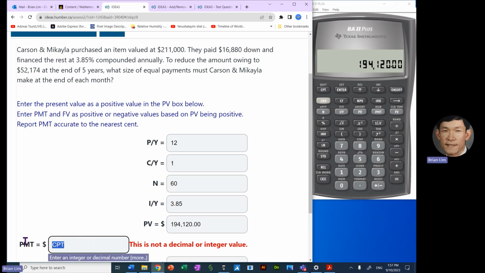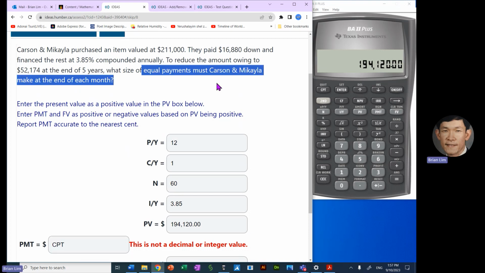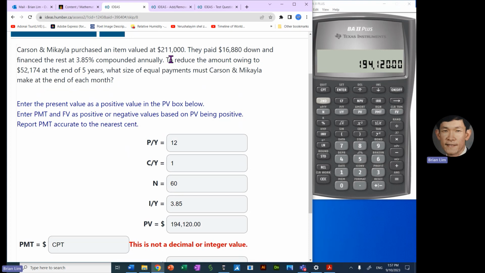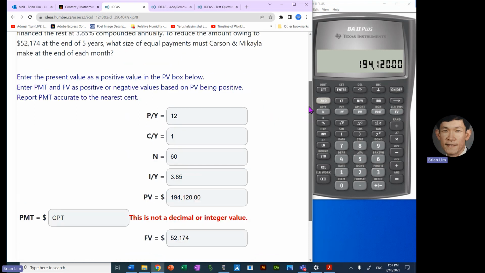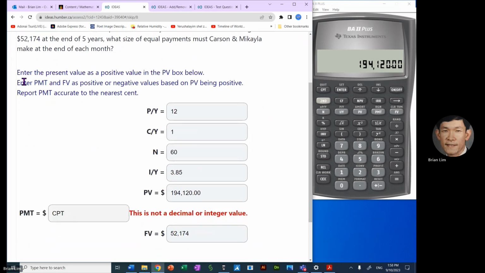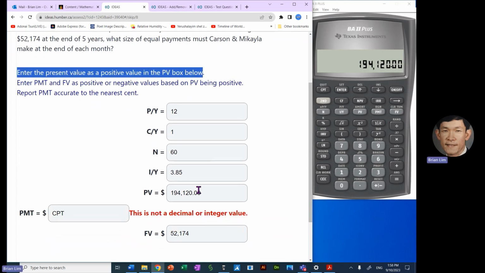Payment is what we need to compute, the payment at the end of each month. They would like to reduce the debt to $52,174. This amount of money will be owing, and that would be the future value. Now we have to look at some further instructions. Enter the present value as positive. That is correct.